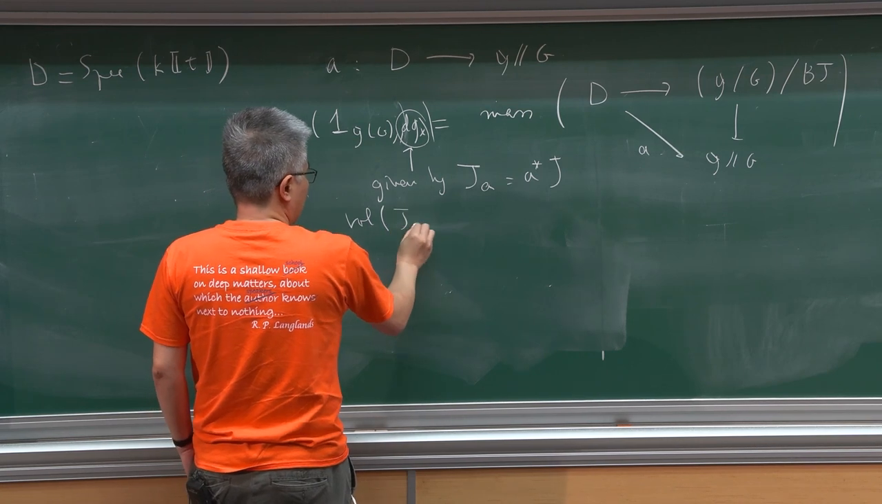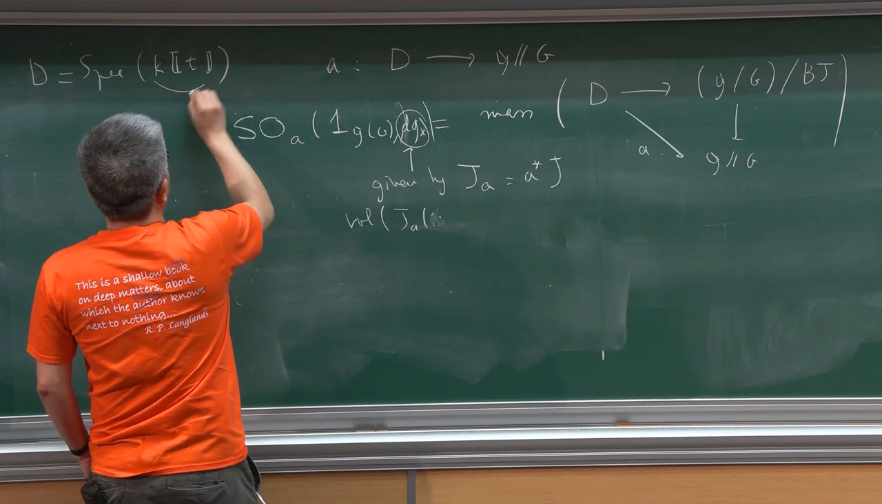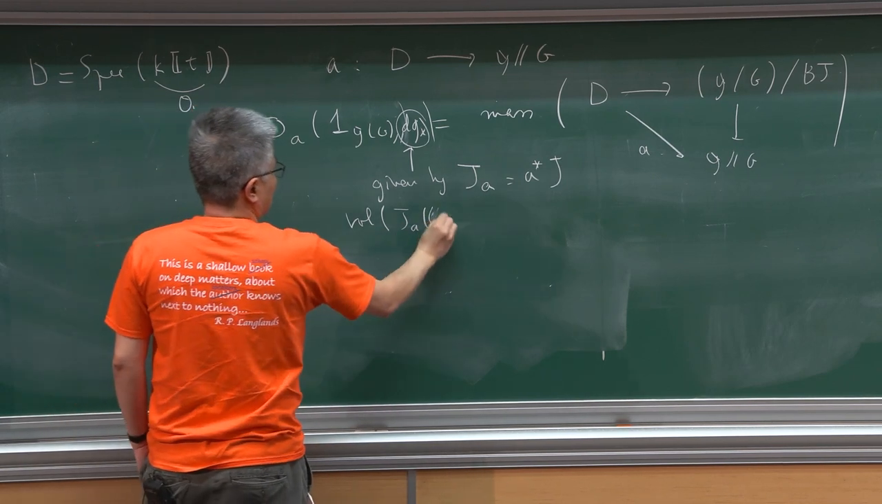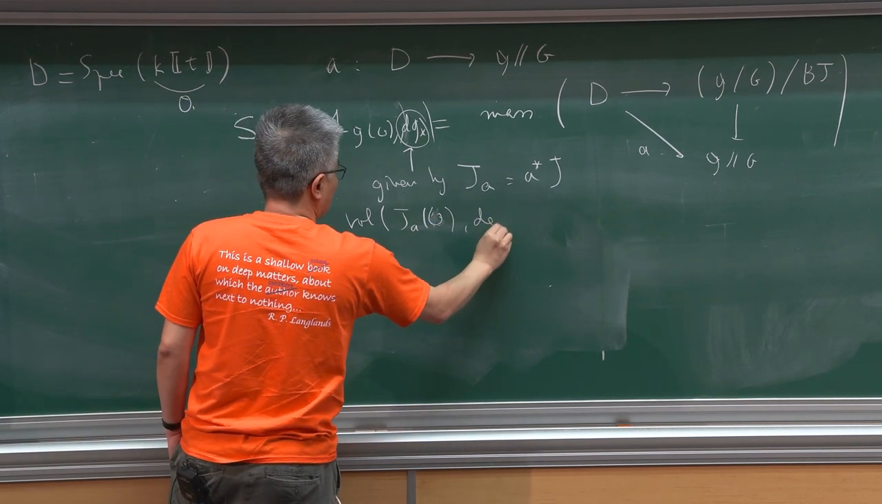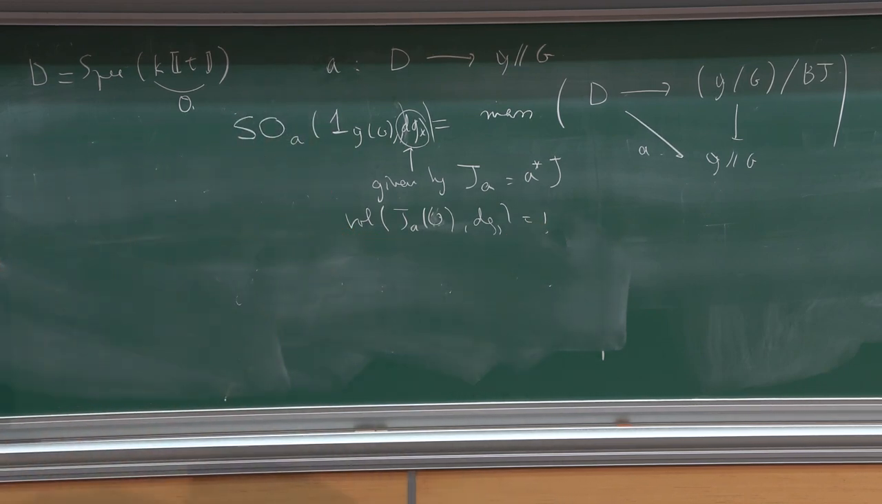of J_A of O is one. Right? And then, when you unravel all the definitions, you get to the usual definition of stable orbital integrals.